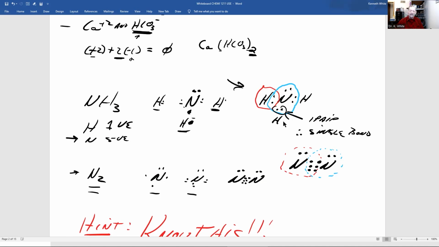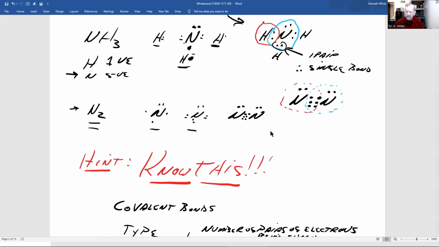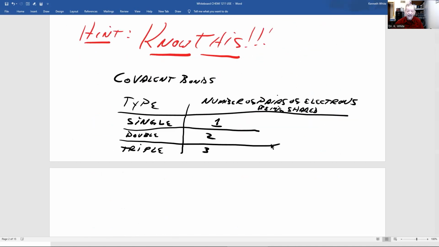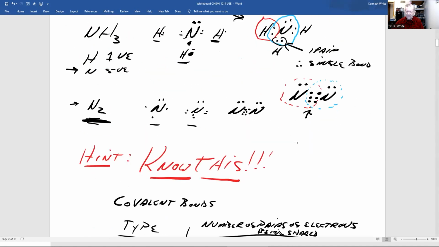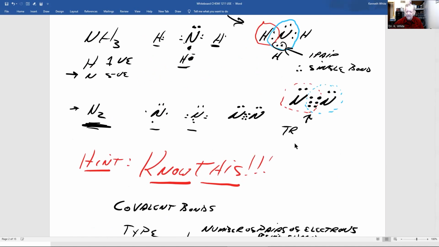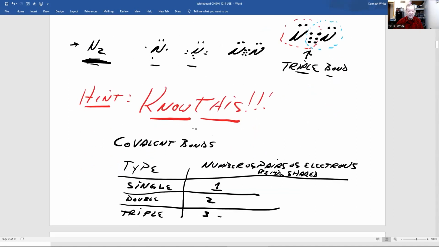What type of bond, covalent bond, exists between the two nitrogens in nitrogen gas that you're breathing in now? Three pair of electrons? Oh, look, it's a triple bond. And you should know this. See, it even says it on the screen. All right, let's continue on.